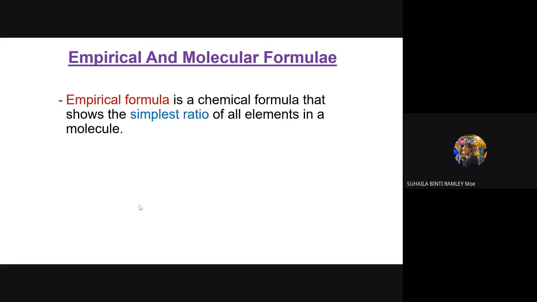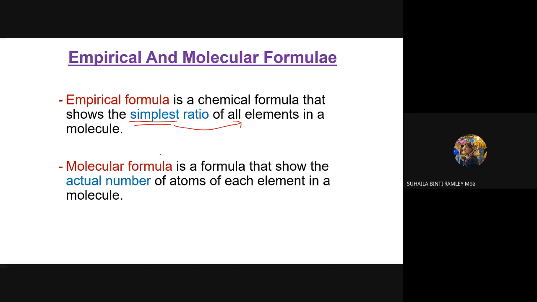Okay, empirical. Okay, yang ni mesti ingat simplest, tapi mesti refer to what? Simplest ratio. Okay, actually bila kita bagi tahu mesti ada perkataan simplest, kamu just tulis simplest. Tapi simplest apa? Simplest ratio for element. So, simplest ratio for all element in that molecule. So, molecular formula pun sama, actual number. Actual number for what? For each element or for all of that element.